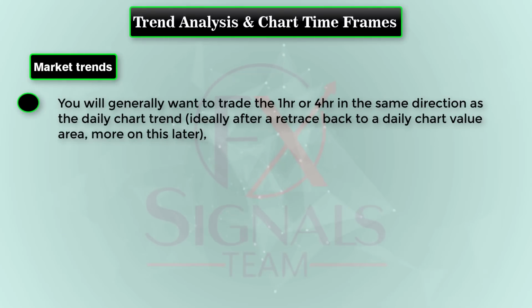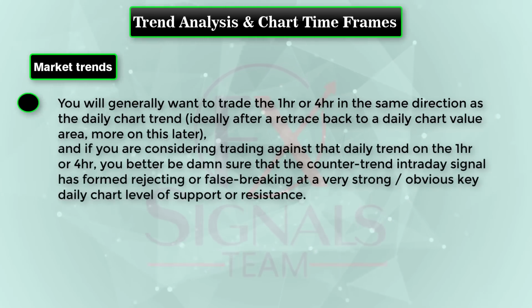You will generally want to trade the 1 hour or 4 hours in the same direction as the daily chart trend. And if you are considering trading against that daily trend on the 1 hour or 4 hours, you better be damn sure that the counter-trend intraday signal has formed, rejecting or false breaking at a very strong or obvious key daily chart level of support or resistance.